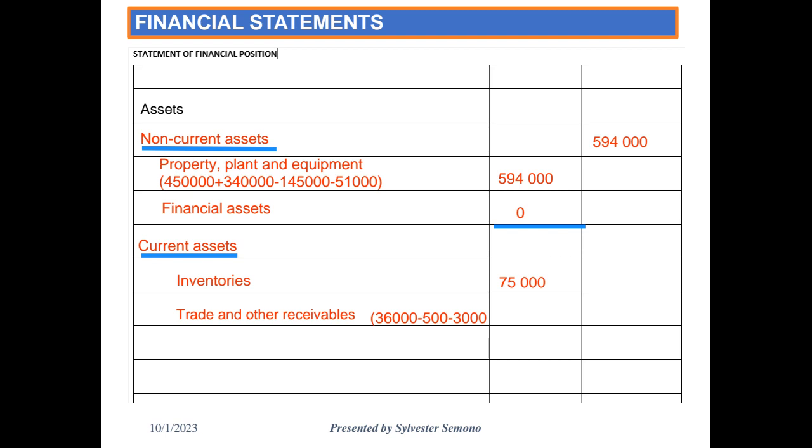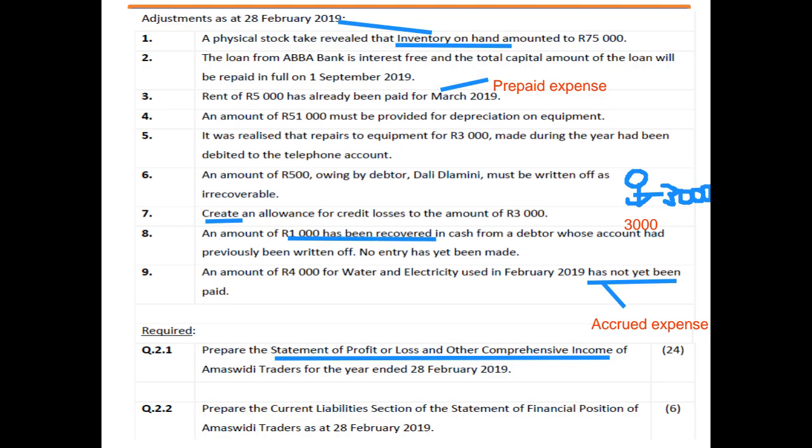accrued income? Remember, accrued income is an income still to be received. From our adjustments, do we have any income that we still have to receive? Yes. Do we have? Oh, 4,000. Any income still to be received? We have accrued expense. No, we don't have accrued income to be received. It's okay. If we had it, we are supposed to add it. If we had it, I repeat, we are supposed to add it.